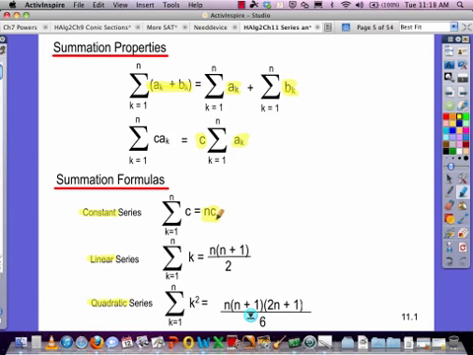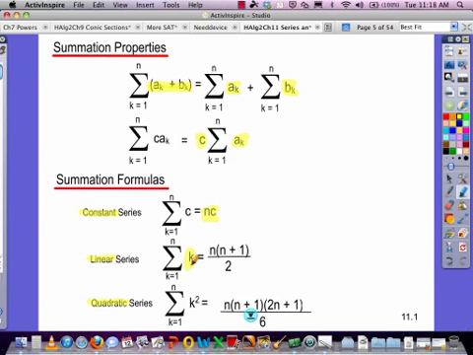Pretty simple. Now the linear series is a little different. If you have some linear value k, and it could be the expression 2n plus 3, that's linear. So if you have that linear expression, and you want to add all of the terms in the sequence from 1 to n, so the first 5 terms, the first 6 terms, the first 10 terms, whatever it is, then you can simply take the n value times n plus 1 and divide by 2, and you should have the sum of all the linear terms in that sequence.